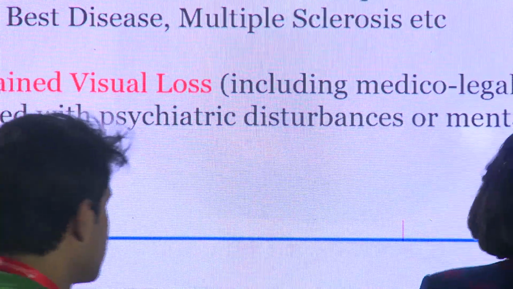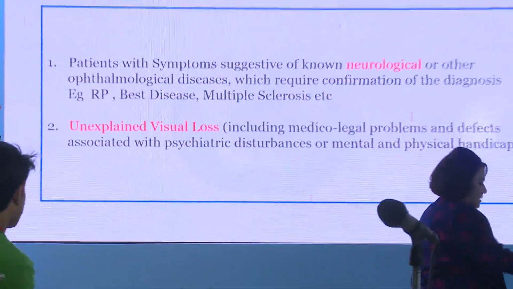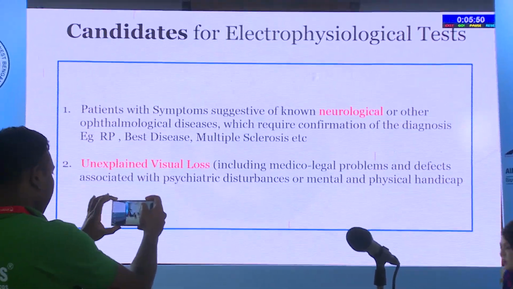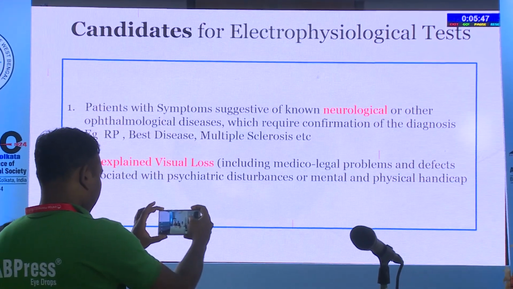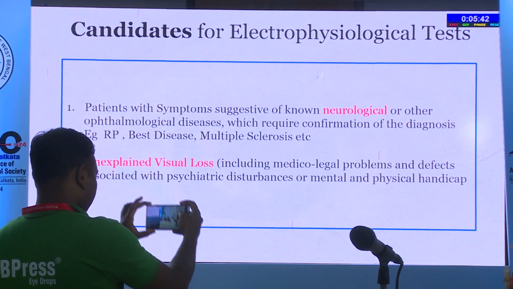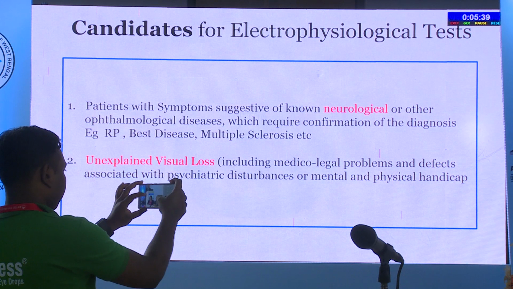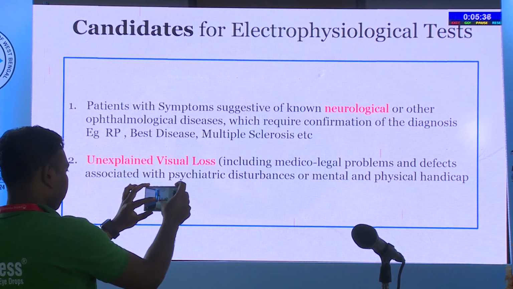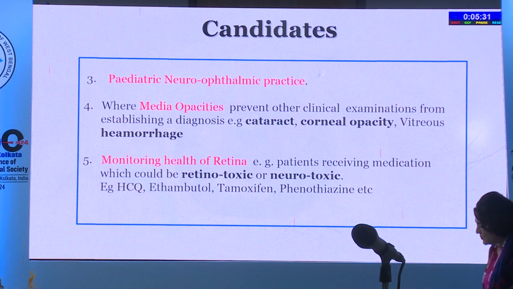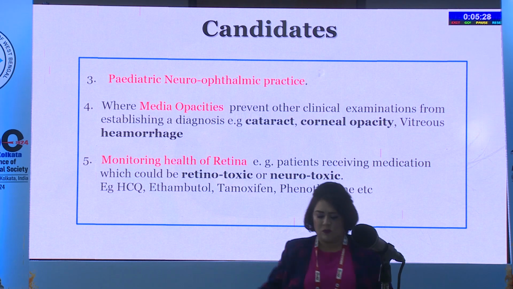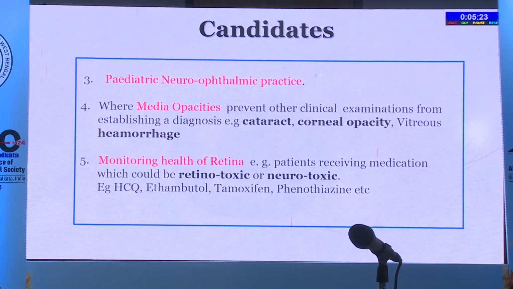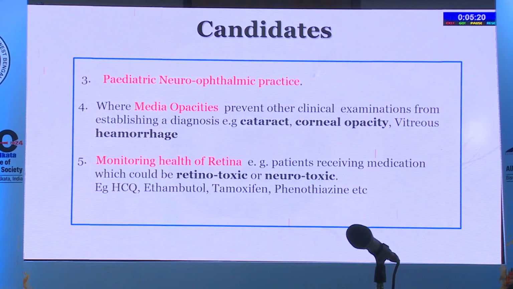So who are the candidates who should be investigated, who should be put to these tests? The patients with symptoms suggestive of any known neurological or other ophthalmological diseases which require confirmation of the diagnosis, like RP, Best disease, multiple sclerosis, etc. When there is unexplained visual loss, including medicolegal problems and defects associated with psychiatric disturbances or mental health, mental and physical handicap. Pediatric neuro-ophthalmic practice, this is a very important tool. Where media opacities prevent other clinical examinations from establishing a diagnosis, like cataract, corneal opacity, vitreous hemorrhage, etc.